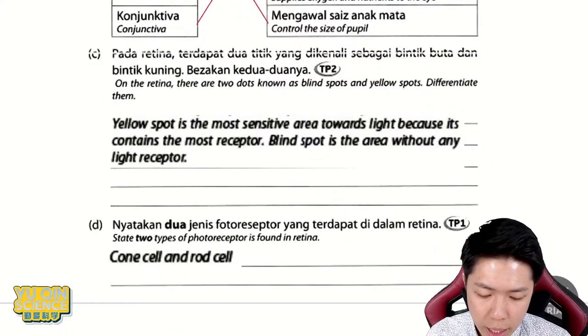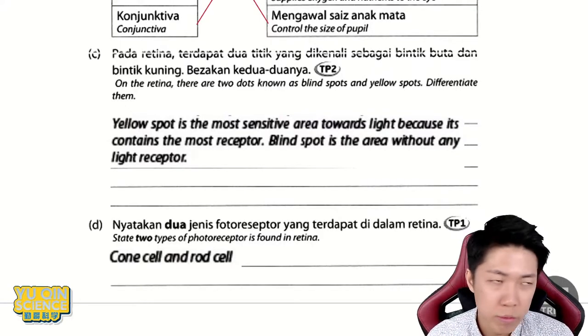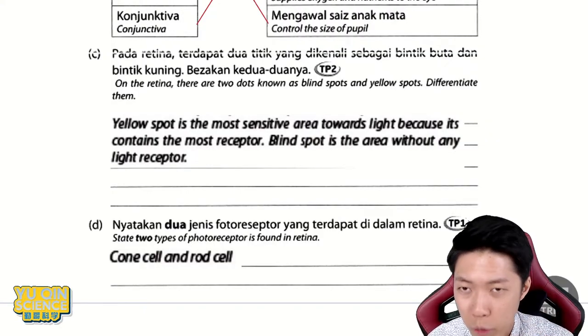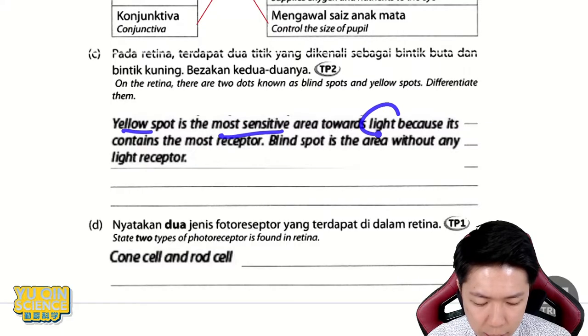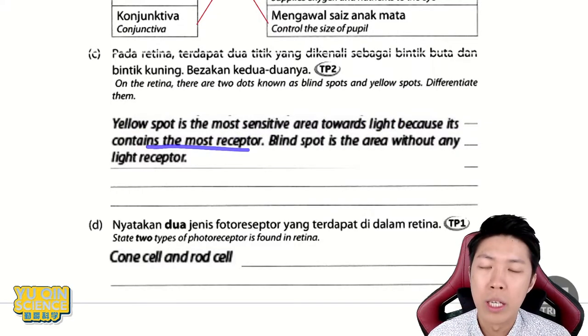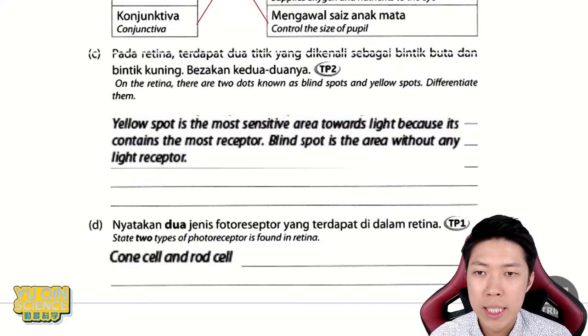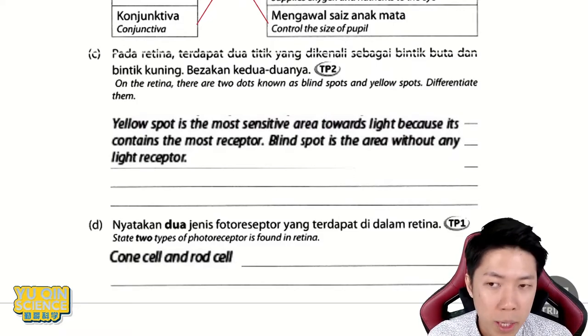Question C. On the retina, there are two dots known as the blind spot and the yellow spot. So what are the differences? Very straightforward. Yellow means the most sensitive. Blind means not sensitive. At least remember the story, be able to form sentences. Yellow spot is the most sensitive area towards light because it contains a lot of receptors, whereas the blind spot is the area without any light receptors. So you couldn't see anything if an image forms on the blind spot.